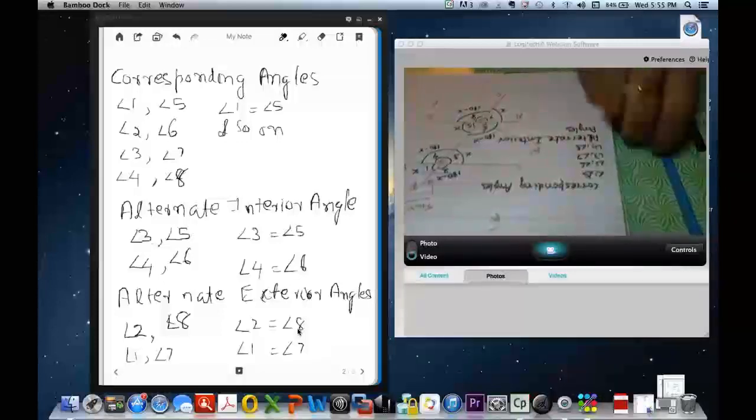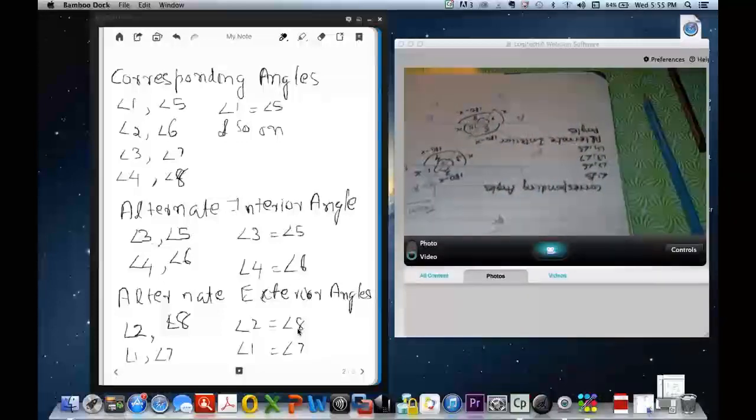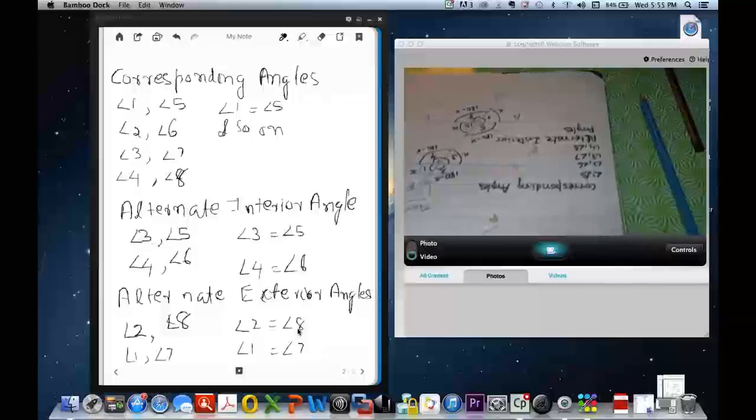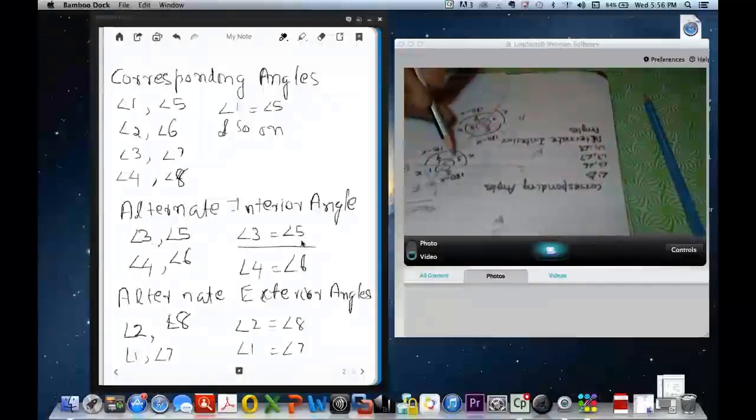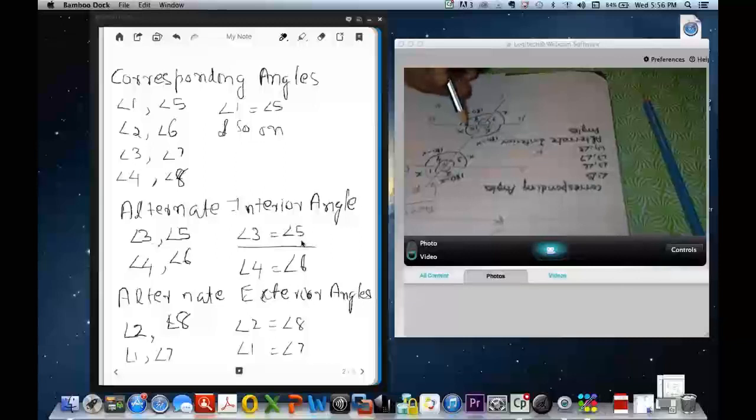Now let us look at the alternate interior angles. So we're talking about angle 3. Right, angle 3 is equal to 5, right? So let us look at angle 3 is equal to 5. So is angle 3 equal to 5? You can see angle 3 is x and angle 5 is x.